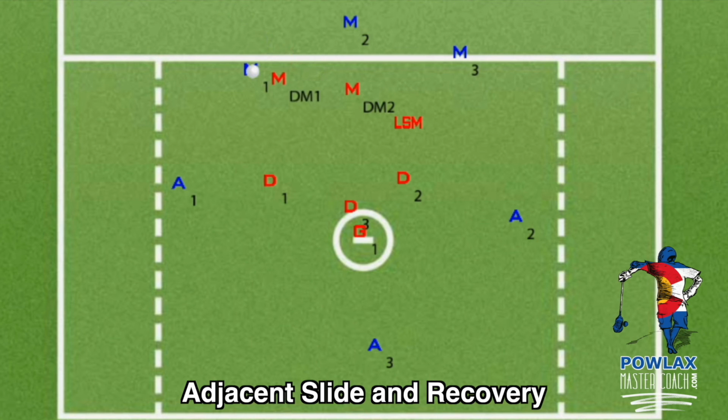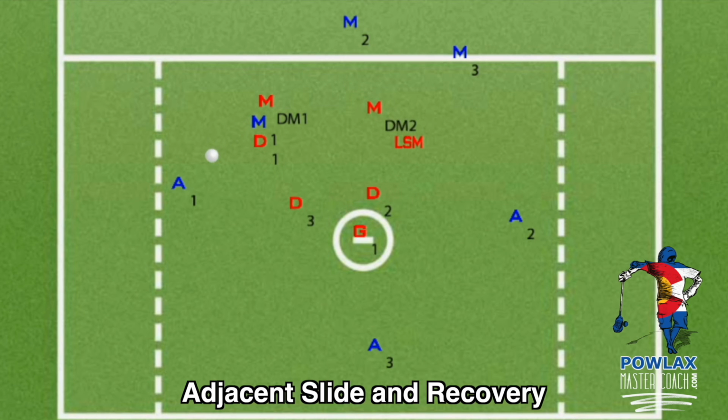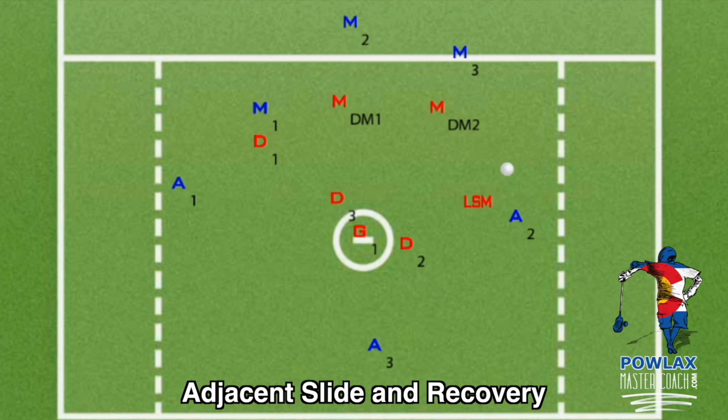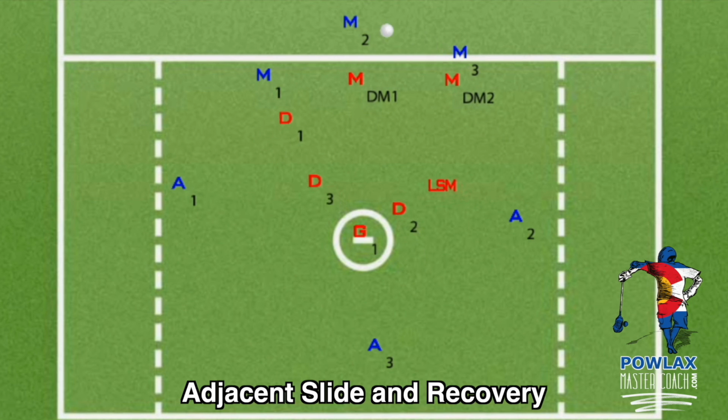If DM1 gets beat to his left by M1, D1 will slide to M1, D3 will slide to A1, D2 to A3, the LSM to A2, DM2 to M3, and DM1 will need to recover to M2 before the ball swings around the entire offense.